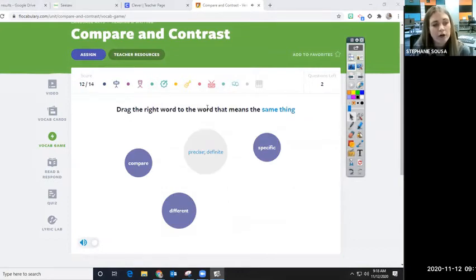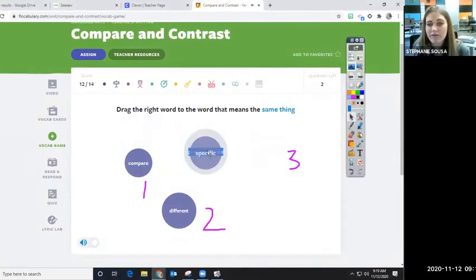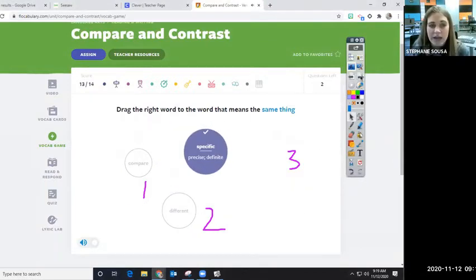Drag the right word that means the same thing. Precise or definite. If something is precise or definite, is it compare? Is it different? Or is it specific? You're thinking, I see your brains. Yes, it is specific. Something is precise or definite, that means it's exact.